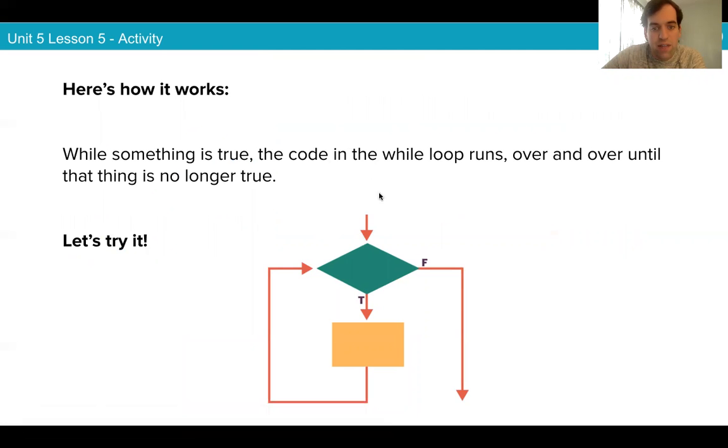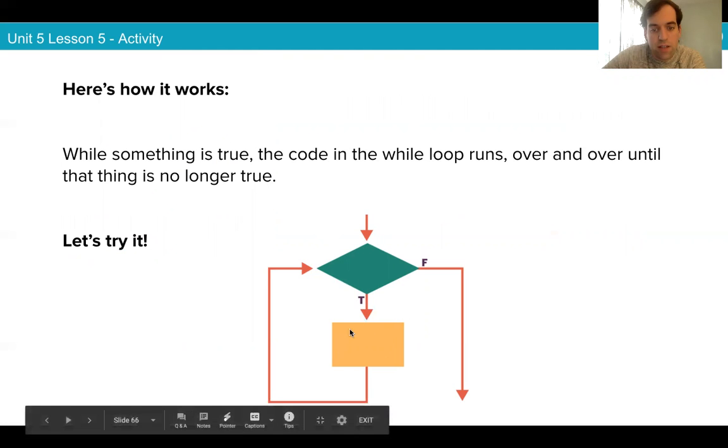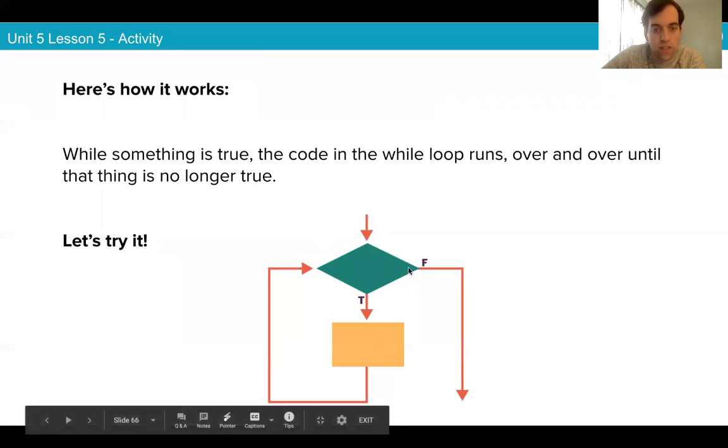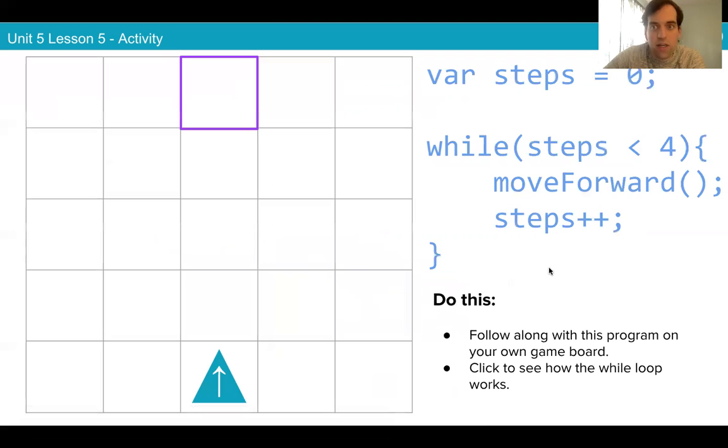So the code starts up here. We get to this diamond. And if something is true, if the Boolean in that statement is true, then the specific code runs and then we repeat and we come back up here again. And if that statement is still true, we're stuck in this loop until whatever's in here is false, then we move on. I'll show you what it looks like in action.